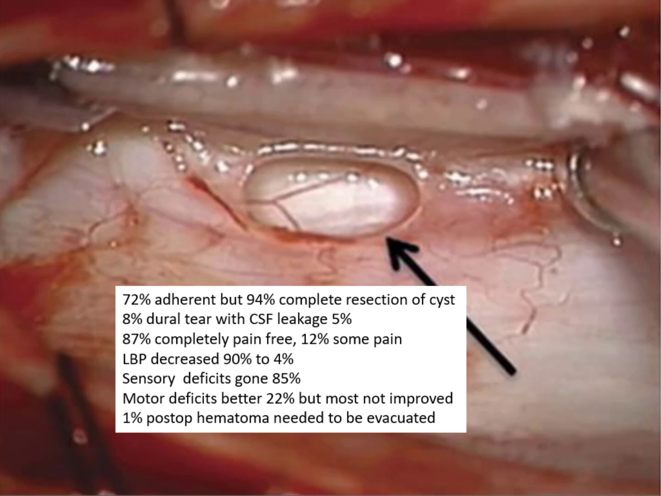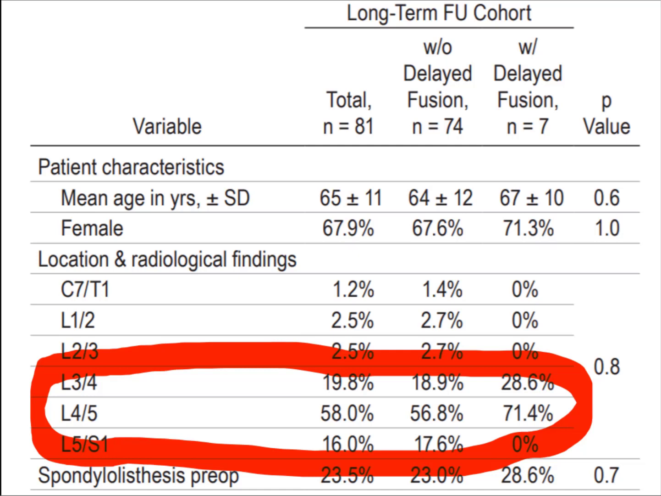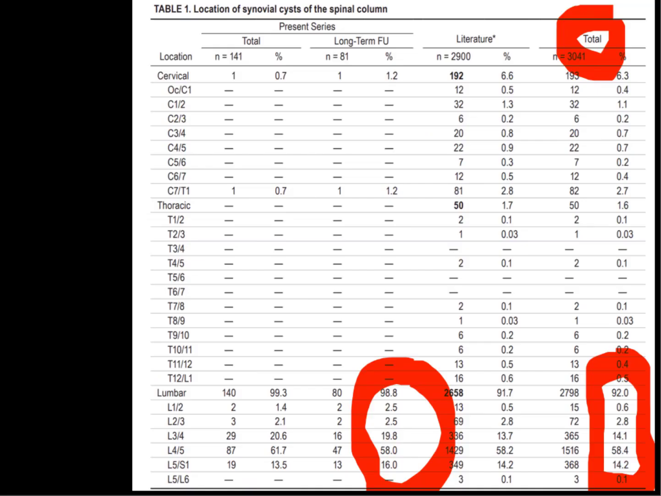The motor deficits did not improve so much. 22% got better, and 1% had a post-op hematoma that had to be evacuated. And the failures: 6% had recurrent cysts over the 9 years, 3 out of 8 in the first year. And 6% of patients developed spondylolisthesis that needed a fusion. This is just the long term. Most of the cysts were L4-5, then L5-S1, then L3-4. And most of the cysts, 98% in this study and 92% in the literature, come from the lumbar spine. So facet cysts are usually lumbar spine.